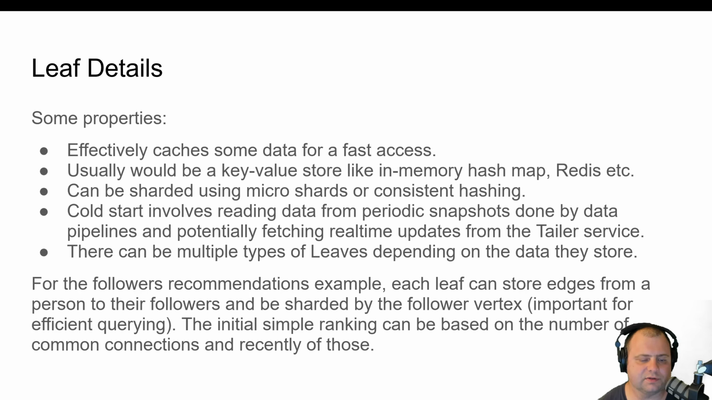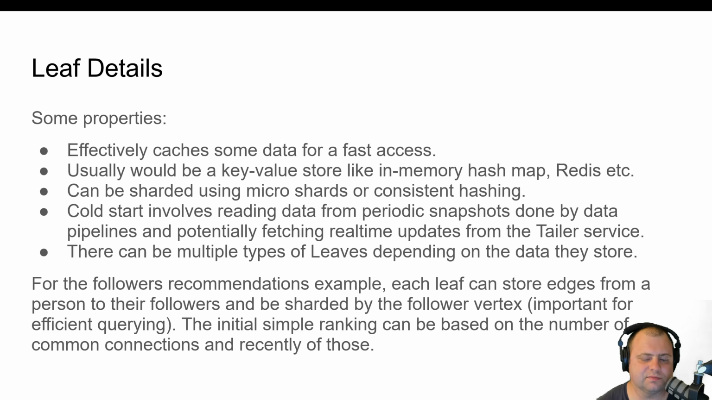So if, for example, you have hundreds of a person's connections, and you have maybe hundreds of follows, it can result in a lot, maybe tens of thousands, hundreds of thousands, maybe in some cases millions of followers of connections. So it's really important to have some initial pre-ranking and an efficient way to do this. And this ranking, for example, can be based on the number of common connections and recency of those.